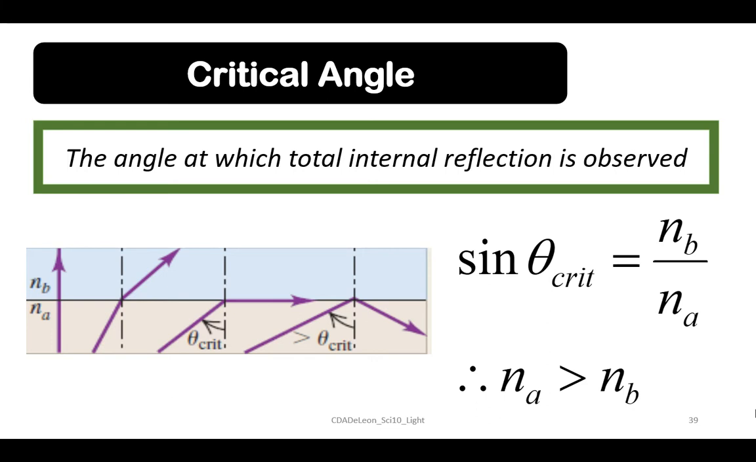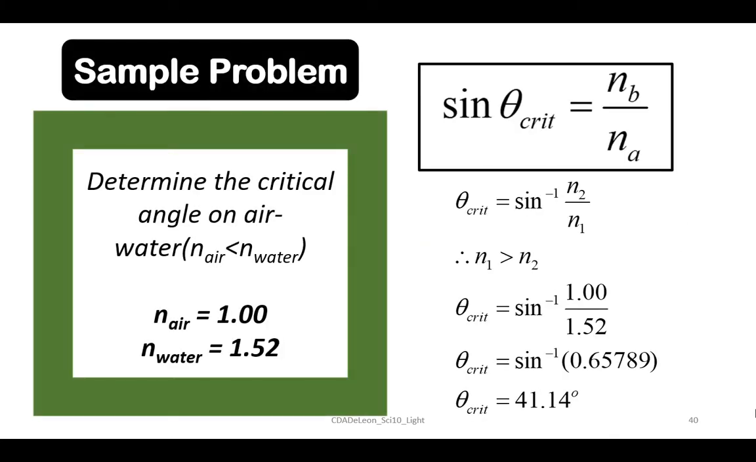So we have a general formula here of critical angle. Sine critical angle is equivalent to NB divided by NA, where NA is greater than NB. Now let's have a sample problem. Determine a critical angle on air, water, okay, where air is less than water, which air has 1 index of refraction and water has 1.52 index of refraction.